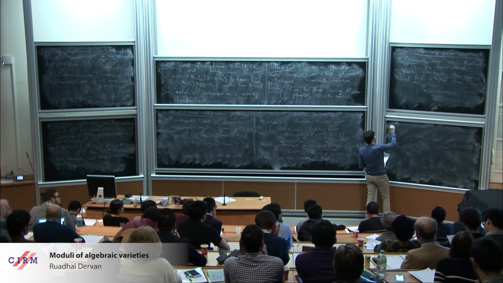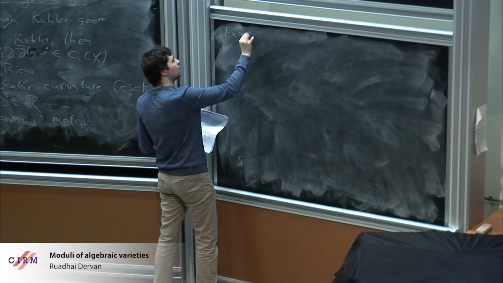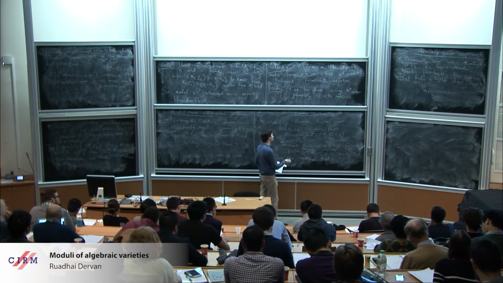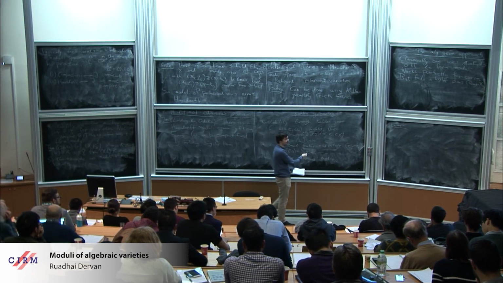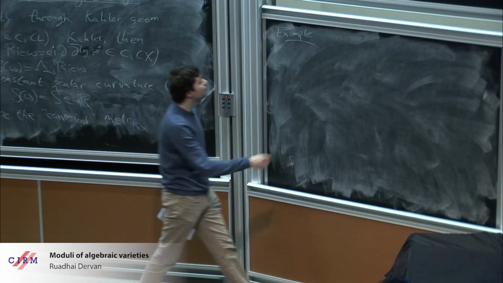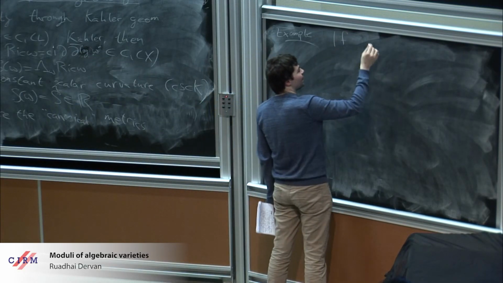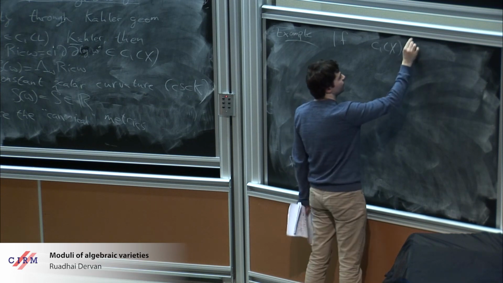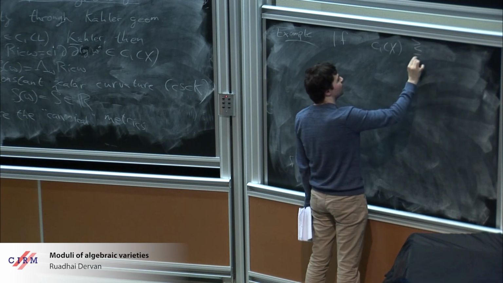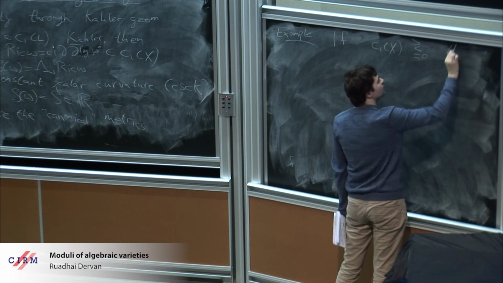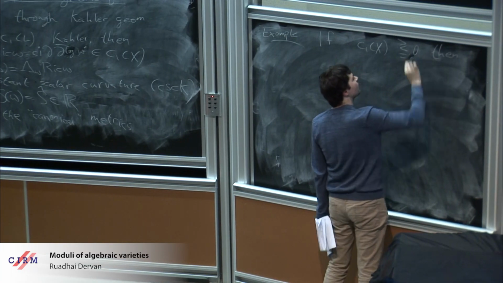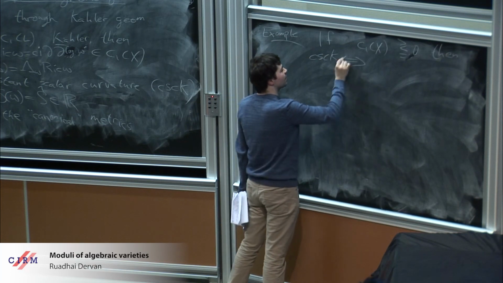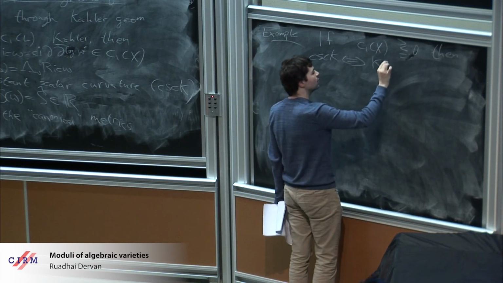Just to write this down, although I'm sure most of you know this, in the Fano case or the canonically polarized case or the Calabi-Yau case, this is just the Kähler-Einstein condition. So if c1 of X is either positive, negative, or 0, then cscK is the same thing as Kähler-Einstein.